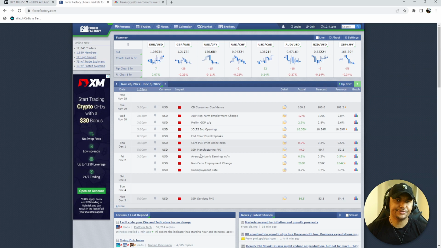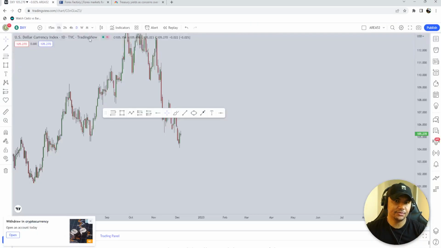We've got the indices like the Nasdaq, the Dow Jones, and the S&P 500, sometimes also negatively correlated with the dollar index. So if I understand the bias, or what the direction is of the dollar index, it will allow me to make better trading decisions about where those indices or precious metals are going.